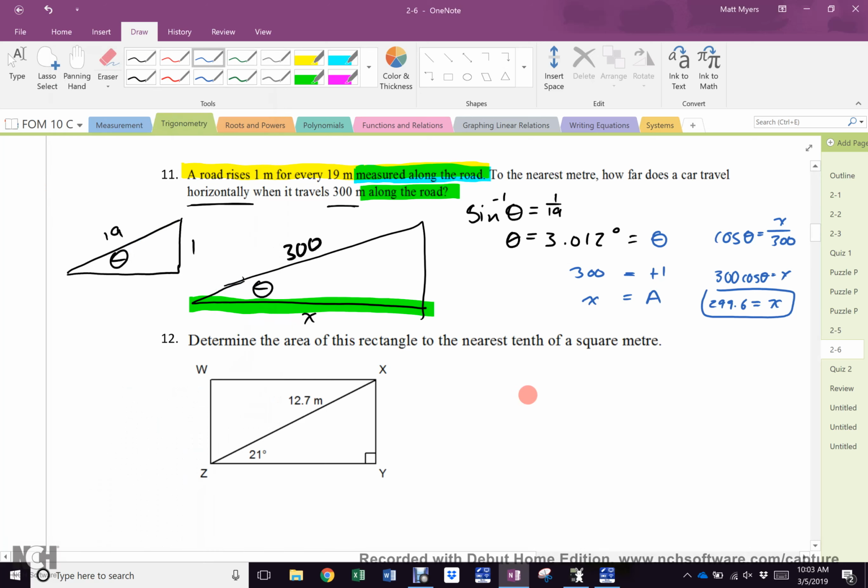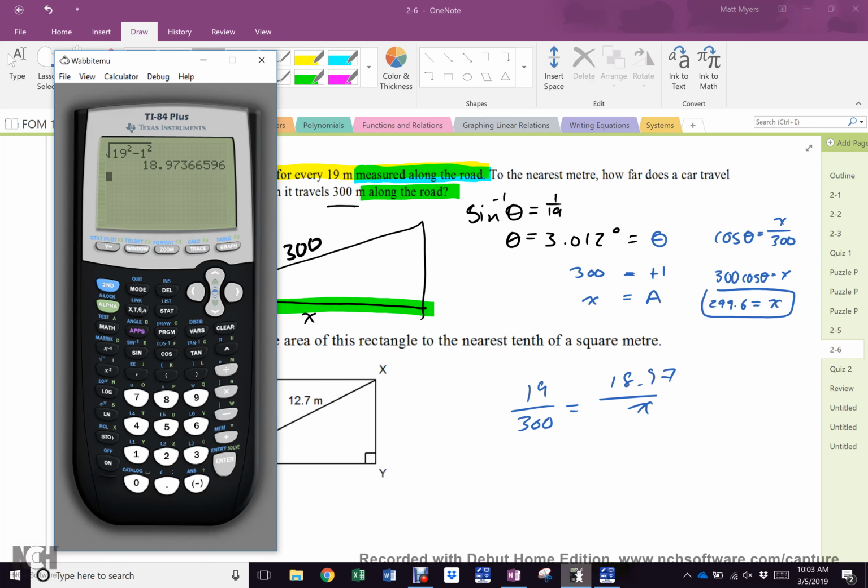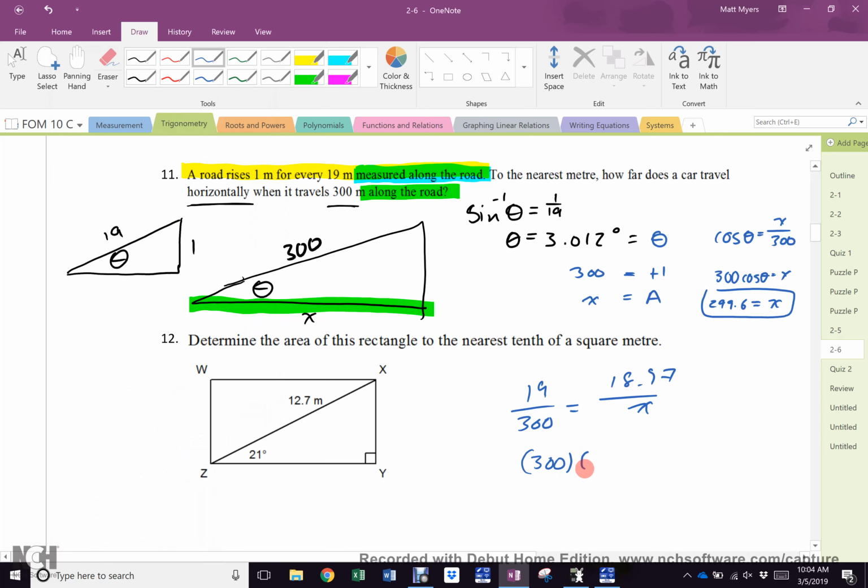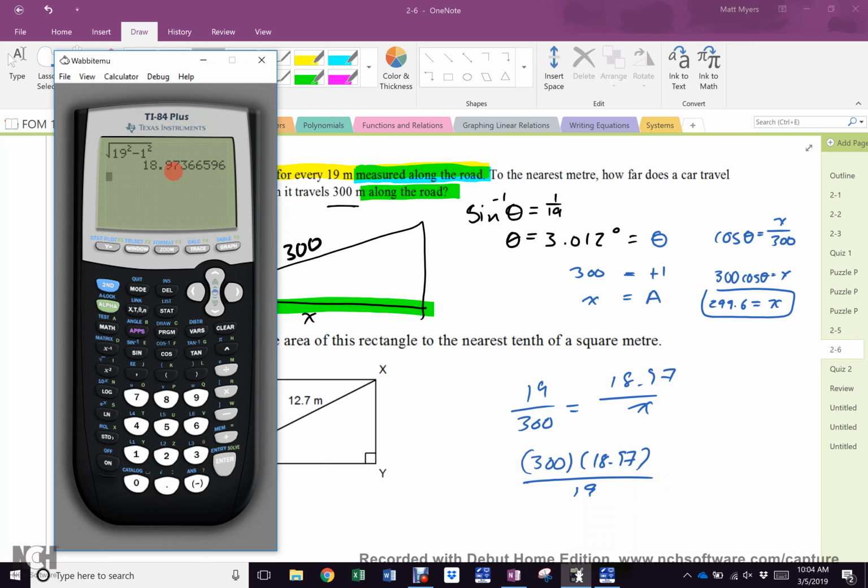Agreed? So then you had to take that and do the comparison thing, right? So you would have had 19 over 300 equals 18.97 over x. Since I need 18.97, I'm going to leave it on my calculator. Before I go to my calculator, I'm going to set up what I need to do, which is 300 times 18.97 divided by 19. So I go back to my calculator. I've got the 18.97 right there, times 300, divided by 19, 299.58, 51994.